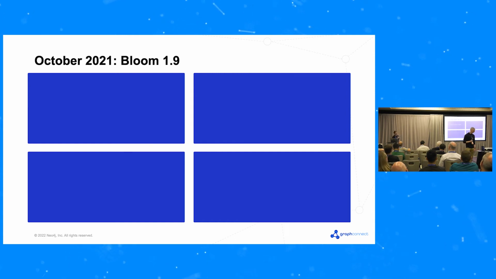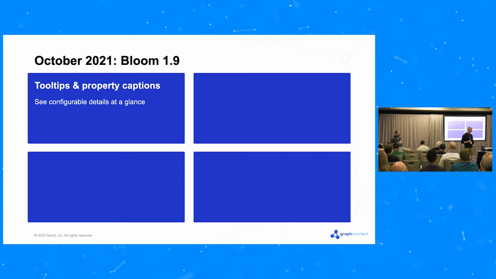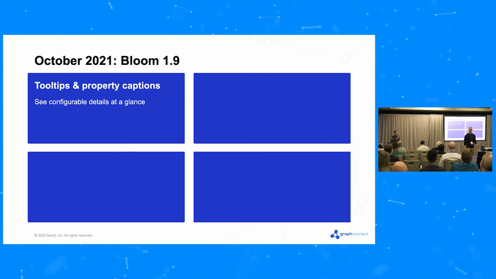First one there is tooltips and property captions. So when you hover over an element in the graph, the little box that pops up, that's the tooltip, and it's configurable, the property captions that are displayed inside. You can do that from the legend panel.